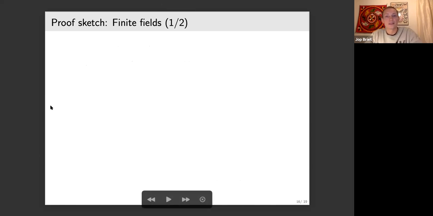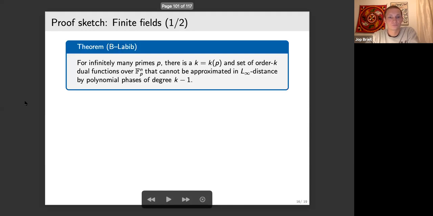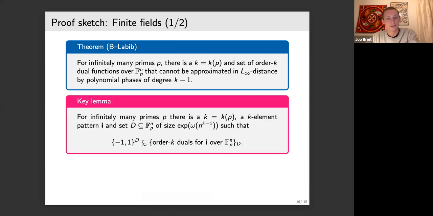In the finite field case, the ideas are very similar. So let me just remind you of the statement here. For infinitely many primes, there is some k and a set of order k dual functions that cannot be approximated in L infinity distance by polynomial phases of degree at most k minus 1. So here's another key lemma that goes into proving this. That's very similar to the lemma I stated before.